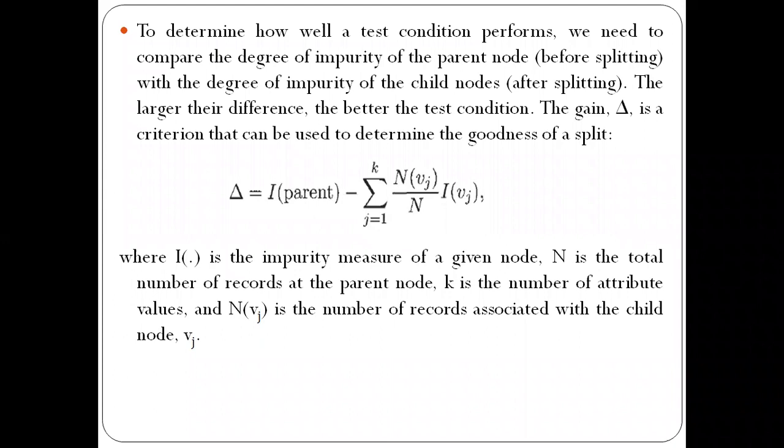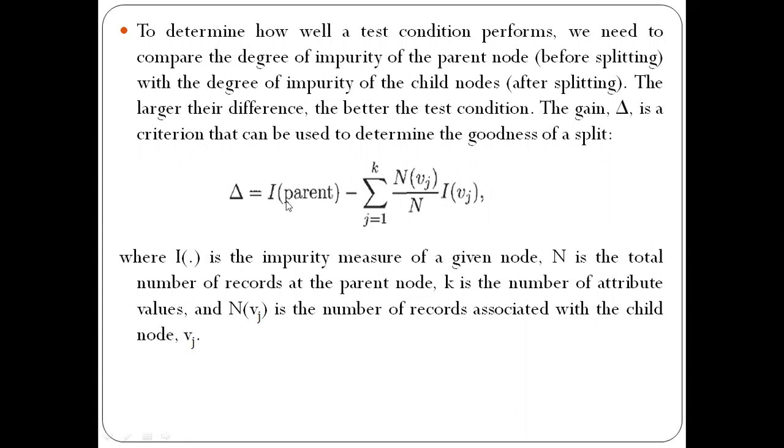Once we determine the test condition, the next thing is to determine how well this test condition is going to perform. In order to test the performance of this test condition, we need to compare the degree of impurity of the parent node with the degree of impurity of the child node. We'll consider the difference among these two values. If the difference is larger, then it will be considered a better test condition.